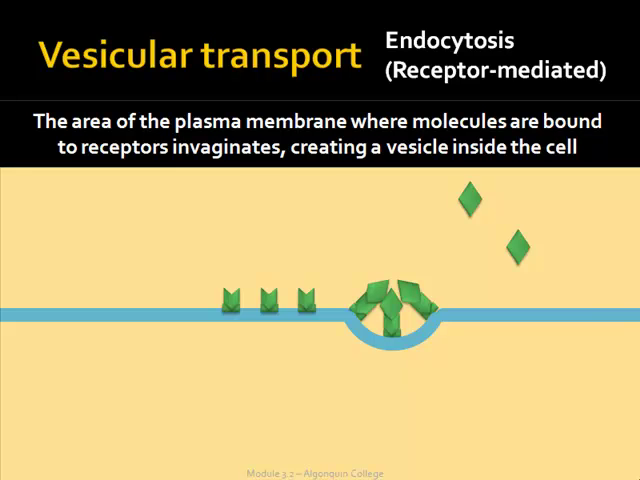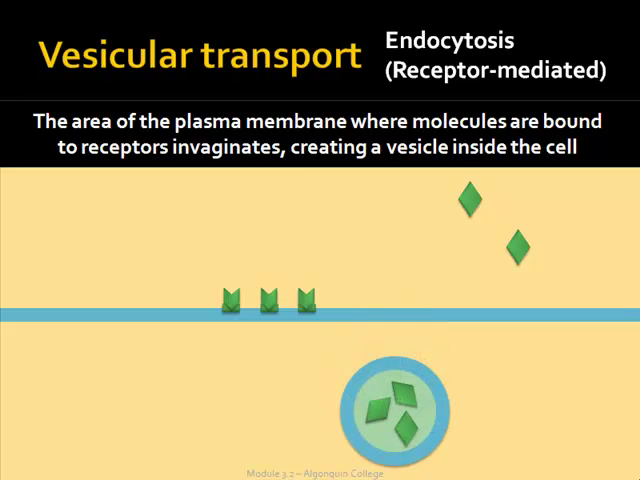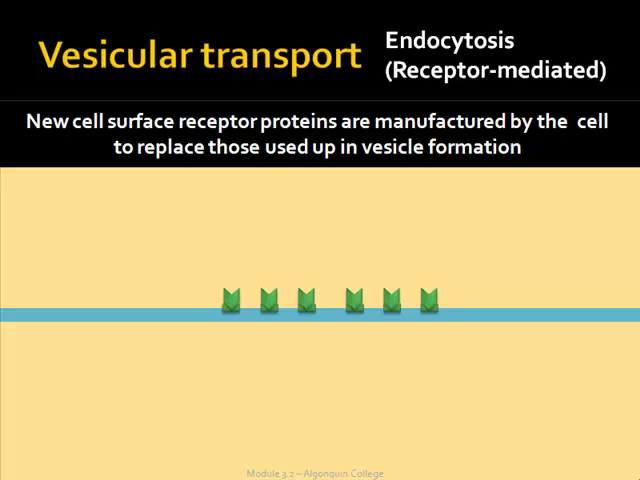First, the area of the plasma membrane where molecules are bound to receptors invaginates, creating a vesicle inside the cell. Then, new cell surface receptor proteins are manufactured by the cell to replace those used up in vesicle formation.